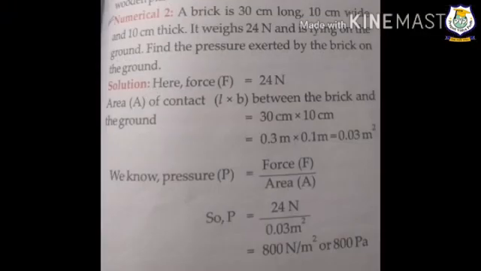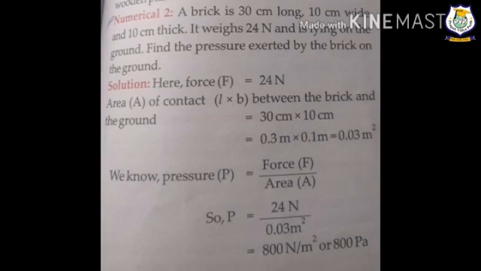Numerical: a brick is 30 cm long, 10 cm wide and 10 cm thick. It weighs 24 Newton and is lying on the ground. Find the pressure exerted by the brick on the ground. So here the given value is force, that is 24 Newton, but area is not given. So first we have to calculate the area of the brick. The brick will be in the form of a rectangle, so length into breadth. When we multiply the length and the breadth of the brick, we will get the area of one brick. Multiply 30 cm by 10 cm.